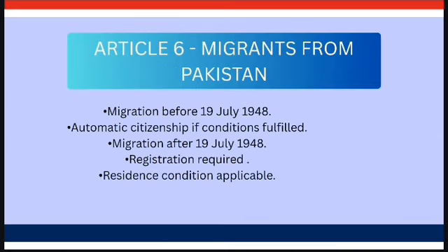Let's move to Article 6, that is migrants from Pakistan. During partition, millions of people migrated between India and Pakistan. Article 6 granted citizenship to persons who migrated from Pakistan to India. Those who migrated before 19 July 1948 automatically became citizens if they or their parents or grandparents were born in undivided India. Those who migrated after 19 July 1948 had to register themselves with the appropriate authority and fulfill residency requirements. This provision ensured protection and citizenship for refugees coming from Pakistan.